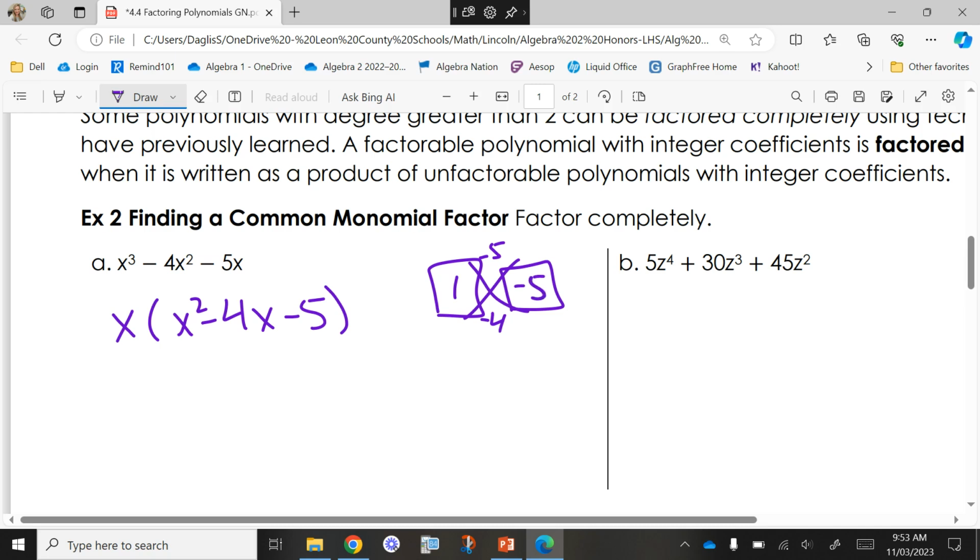1 minus 5. Do you all agree? Is 1 times negative 5 negative 5? Is 1 minus 5 negative 4? Yes. So x is still a factor. Now I have x plus 1 as a factor and x minus 5 as a factor. Have I factored this completely, or is there still more that I can do?